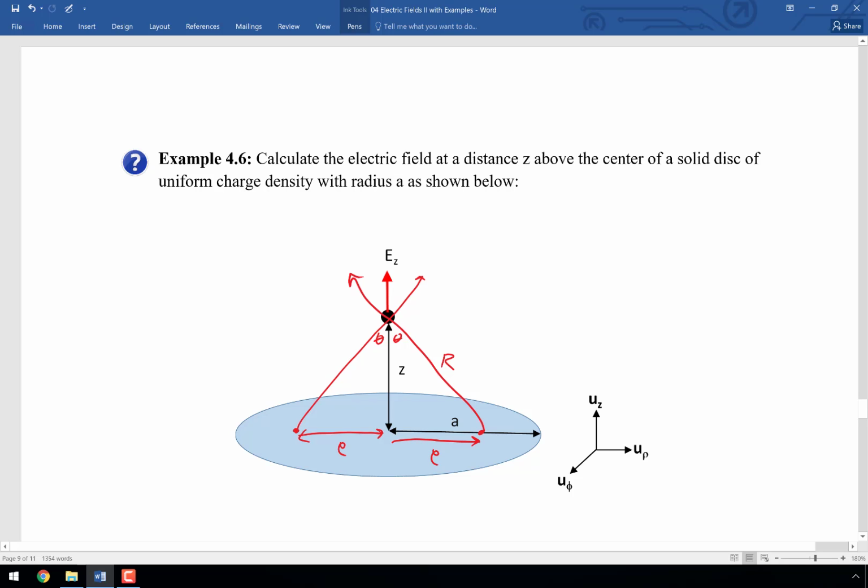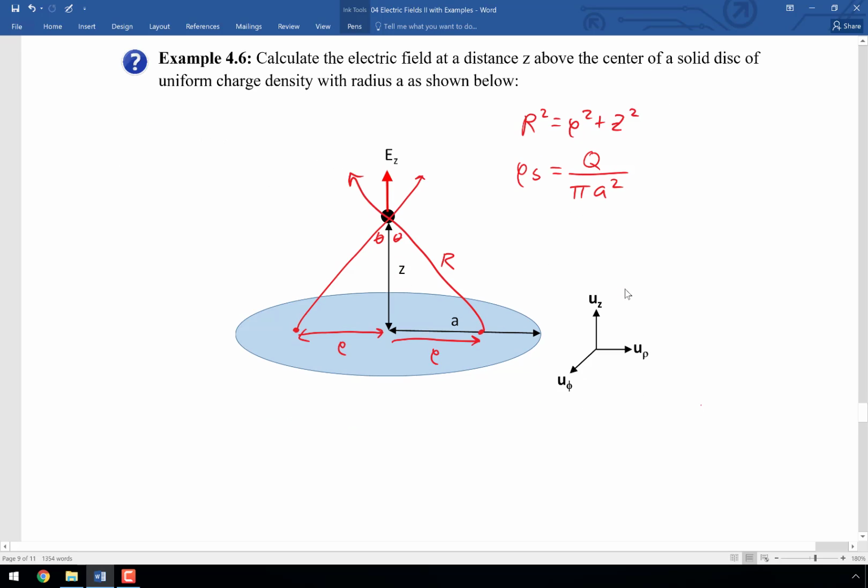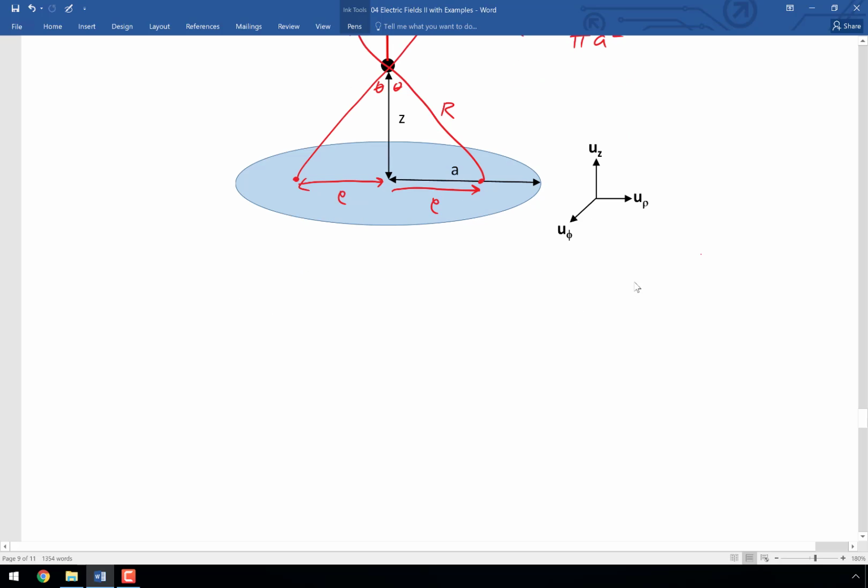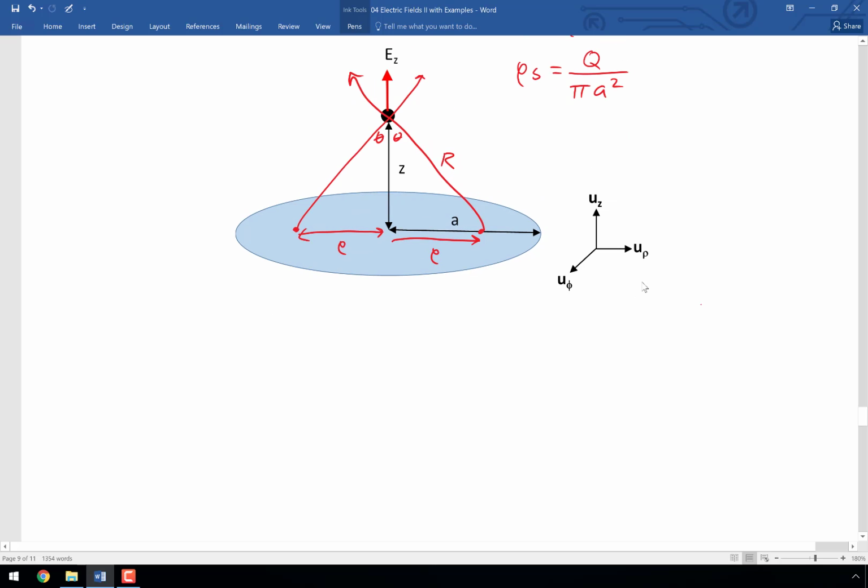So this is going to be rho. So let's see, I know that r squared is equal to rho squared plus z squared. And I also know that the surface charge density rho sub s is equal to the total charge divided by the surface area, which is pi a squared. It turns out that this one's going to be a little bit easier than the previous one. As we often find, when there's more symmetry in the problem, it makes the problem a little bit easier to solve.